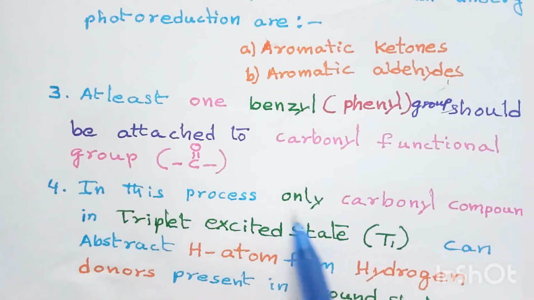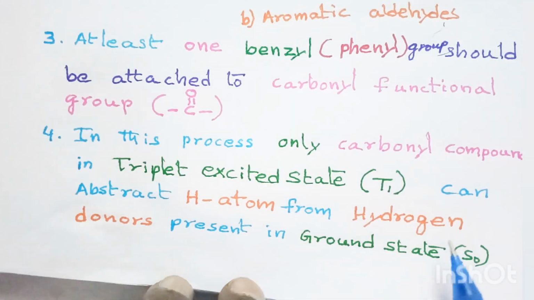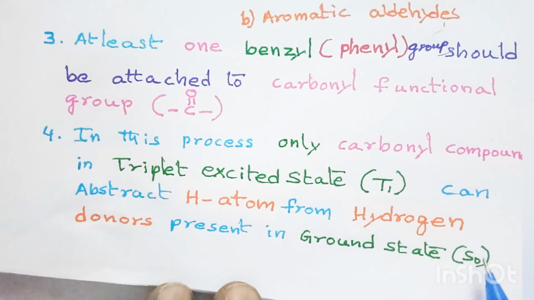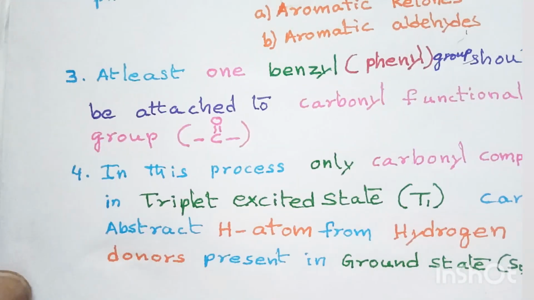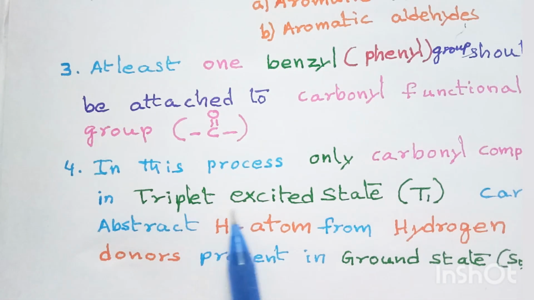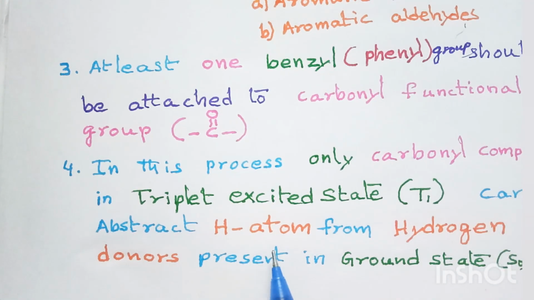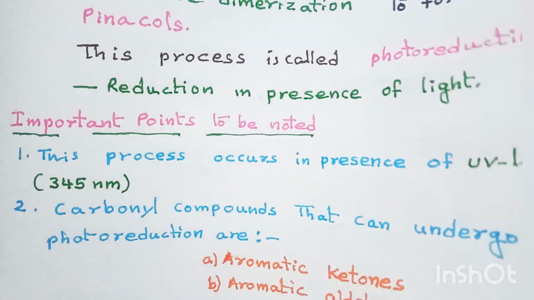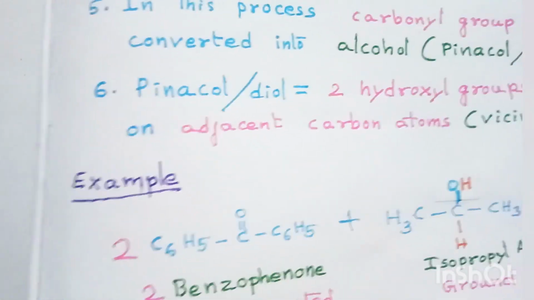In this process, only carbonyl compounds in triplet excited state can abstract H atom from hydrogen donors present in ground state, that is S0. The hydrogen donors should be present in ground state. What are the hydrogen donors? Hydrogen donors are isopropyl alcohol or any compound that can donate hydrogen atom, like benzhydrol.